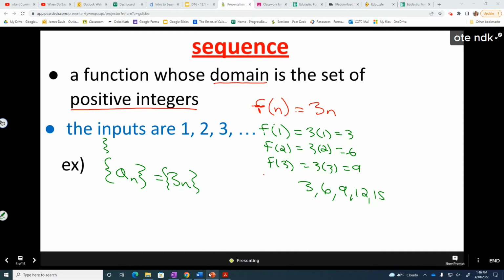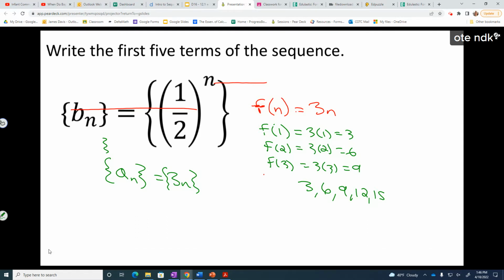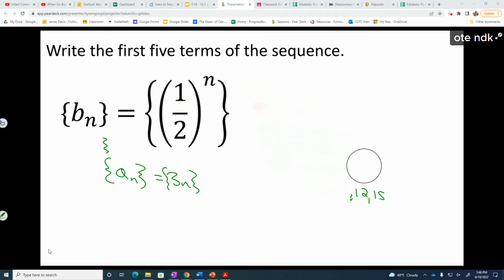All right, so let's start with the first one. We are going to find the first 5 terms of this sequence. The sequence is called b sub n, and it's 1/2 to the n. So we're supposed to write the first 5 terms.